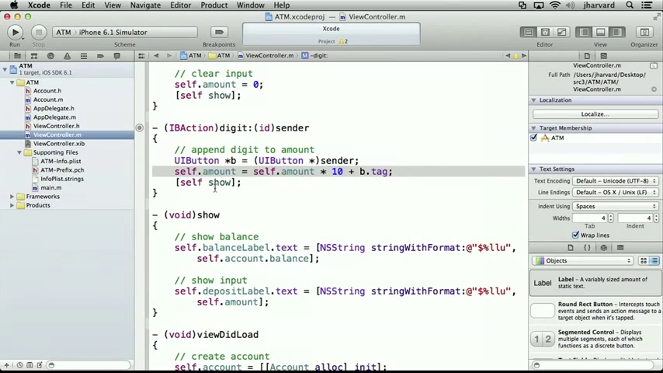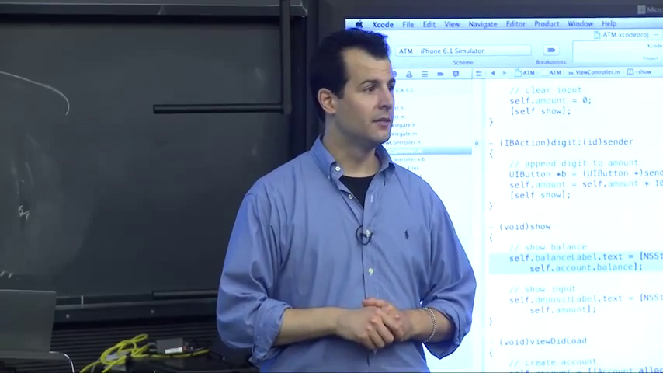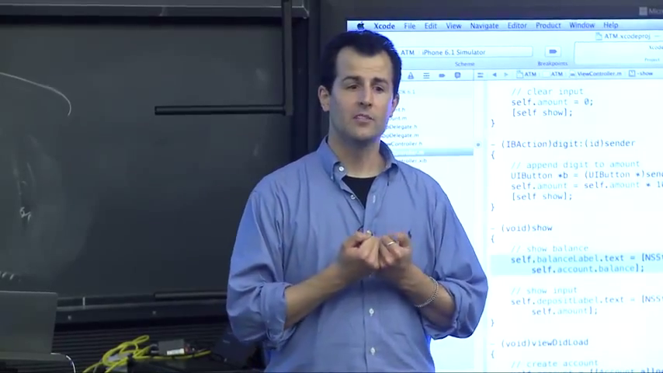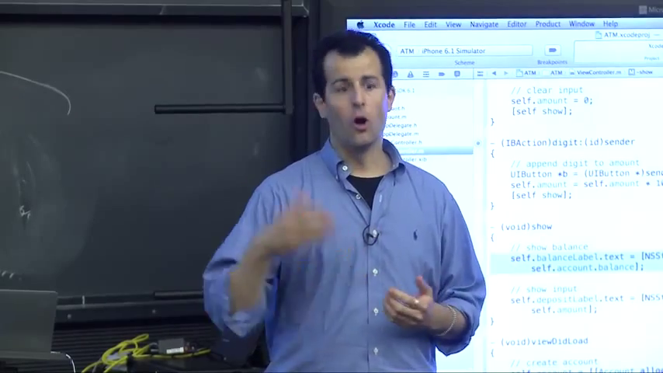And it looks like this. I have 2 lines of code, even though they wrap. And I am setting self's balance label property, the text thereof, to the result of calling NSString's stringWithFormat convenience method, passing in this very cryptic looking string, $%llu. What in the world does that mean? Well, what does the dollar sign mean? It's a dollar sign, money. Okay, so %llu is a placeholder that represents exactly a long long unsigned value.